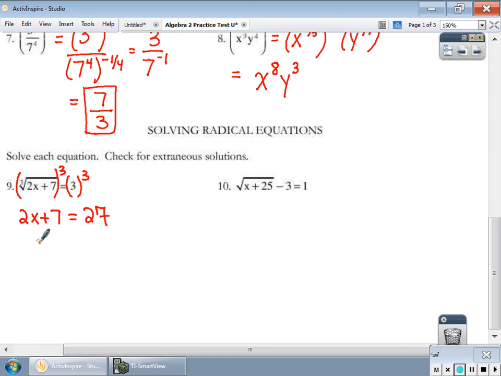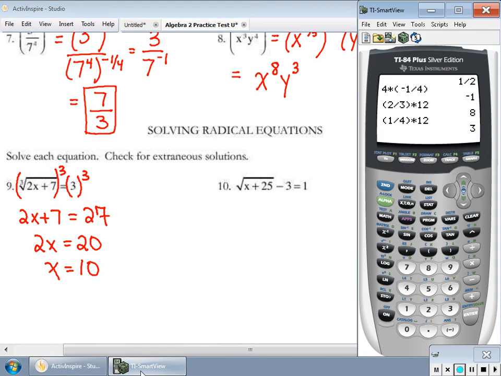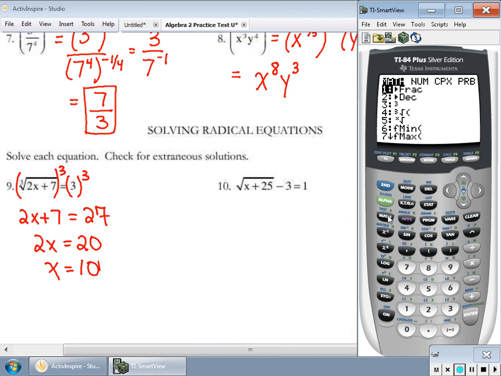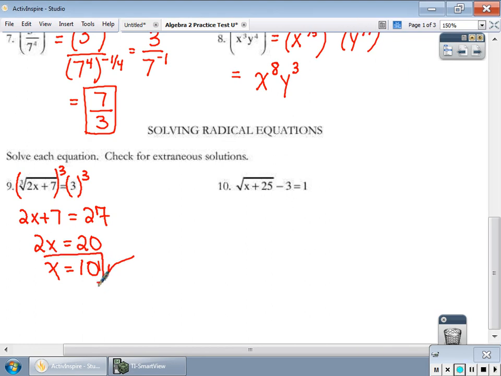Now I'm ready to subtract 7 from both sides. 2x equals 20. Divide by 2, x equals 10. Now I need to check my solution. I want to check for extraneous solutions, so I'm going to take 10 and plug it back into this x right here. So I need the cube root of 2 times 10 plus 7. And when I hit enter here, I'm going to close that cube root. When I hit enter here, the answer should be 3. And it is. So x equals 10 is a solution. It's not extraneous.